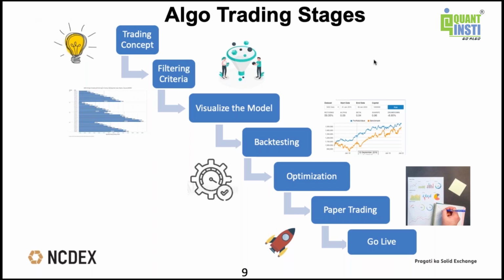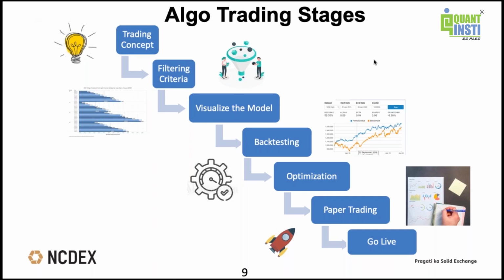After that, we need to optimize the parameters or the model depending upon the backtesting results we have got. The next stage is paper trading. Paper trading, we all know, is doing the trading without any money. So this is the next level of verification. Once we are fine with paper trading, we can go live and put real money into it.